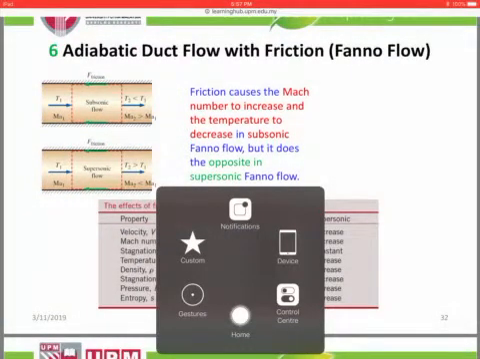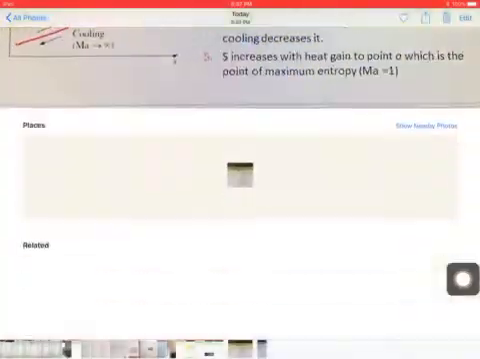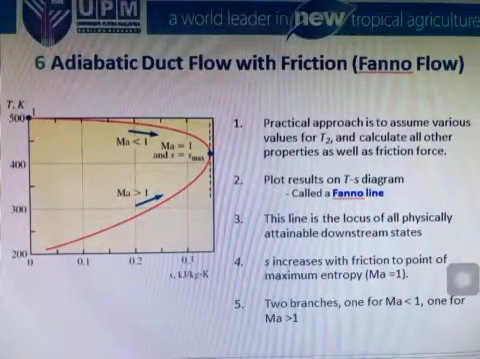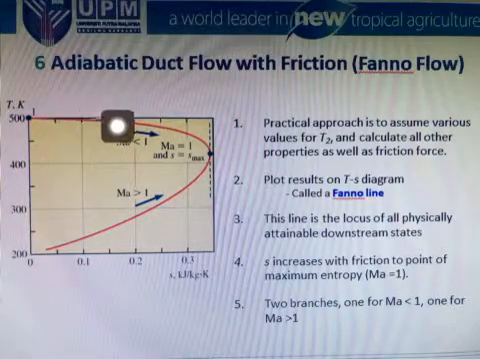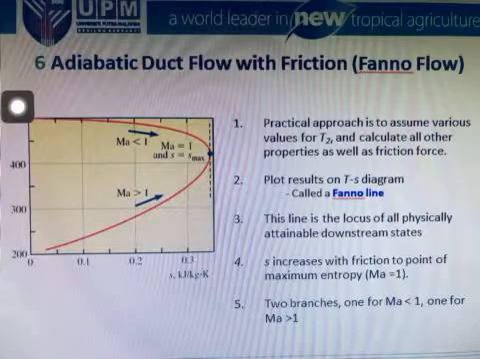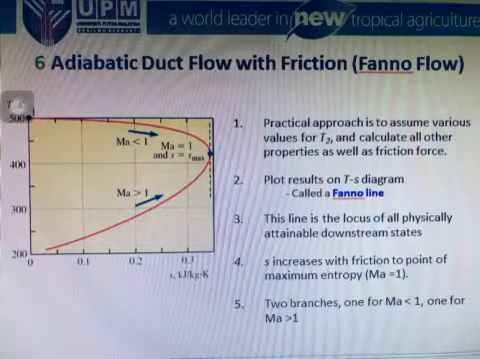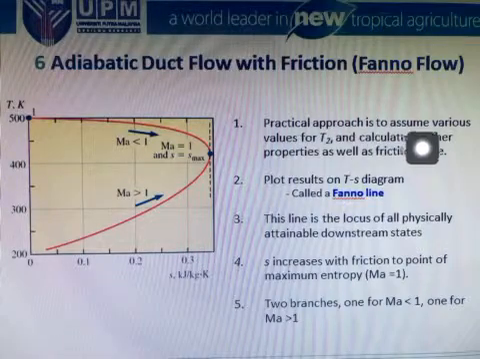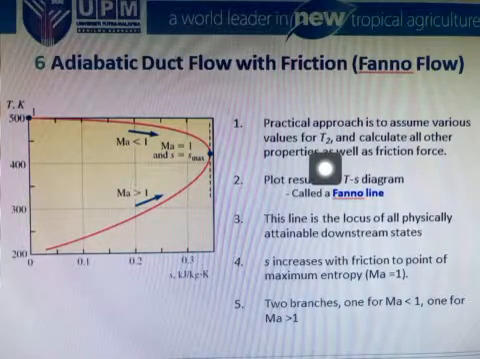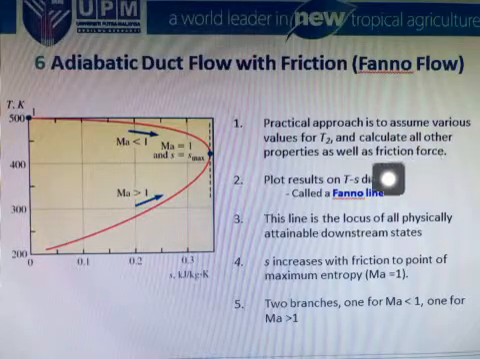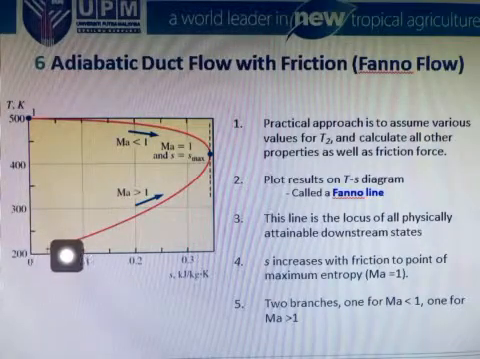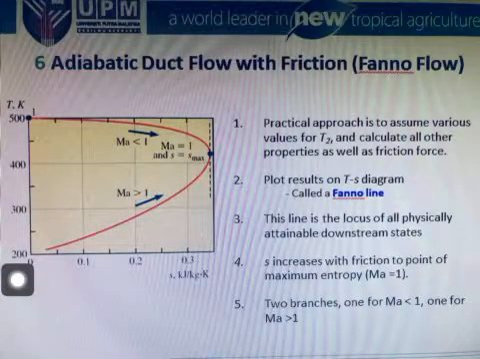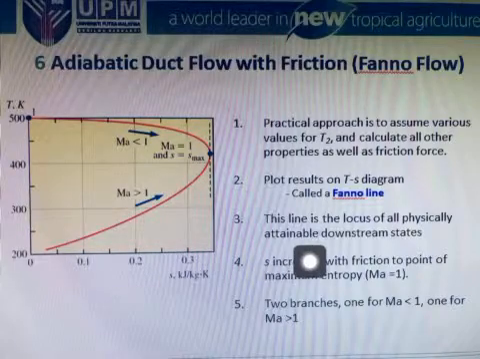Again, I want to show you the graphical description. So this is the Rayleigh flow I showed you just now. So this is the Fano flow. So this is much simpler because there are only two sections, 1 and 2. This one is for supersonic flow, and the upper one is for subsonic flow. So what is the difference? Let us read this one by one. Practical approach is to assume various values for T2 and calculate all other properties as well as friction force. So in here there's no heating. There's no heating in Fano flow, but what appears is the friction force included in this diagram.